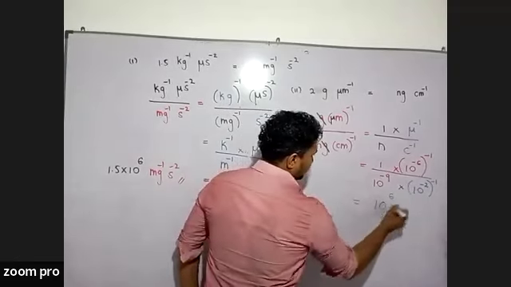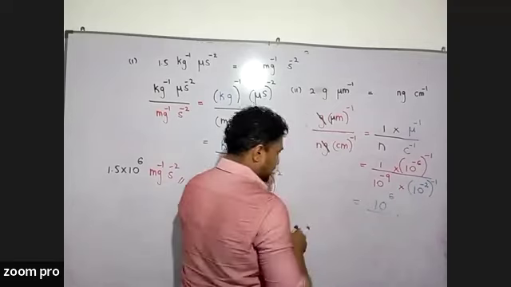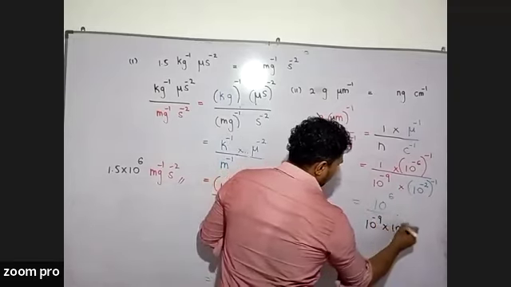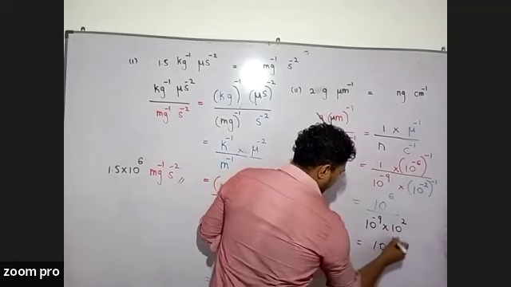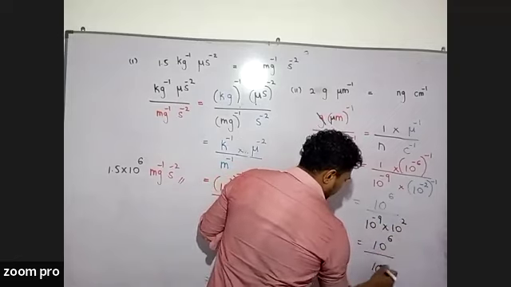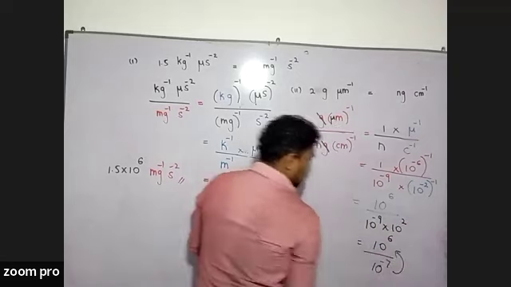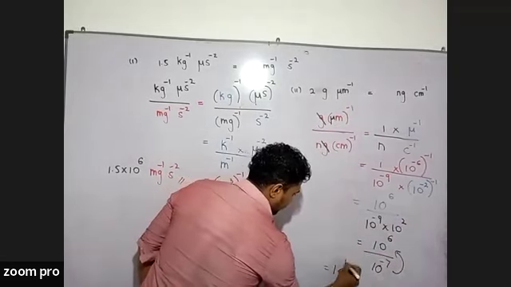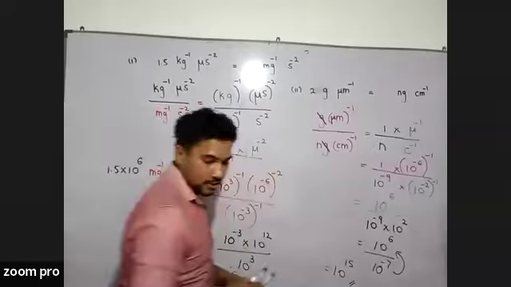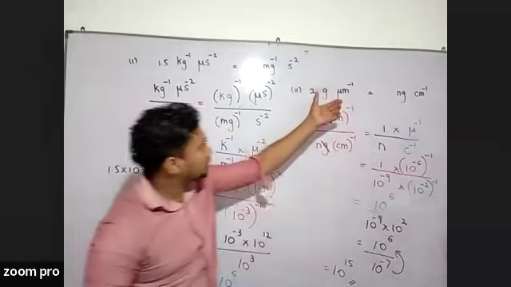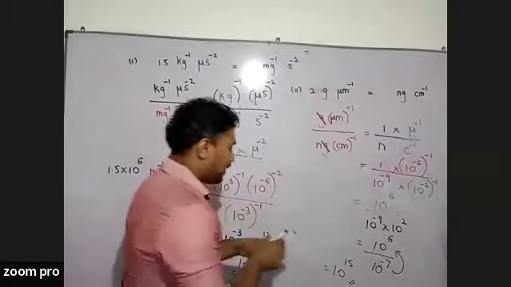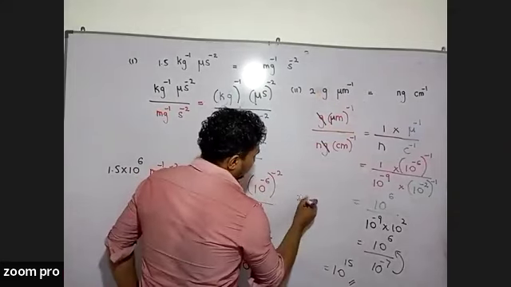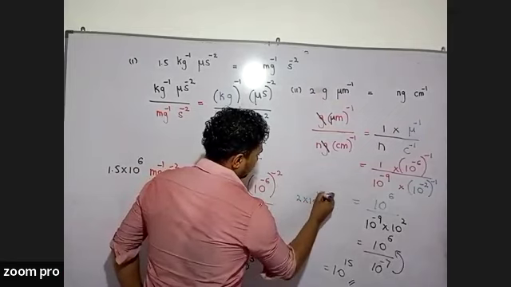Then we have 10 to the power plus 6 in the numerator, and in the denominator we have, then, so when it comes to the reciprocal position, it should be written as 10 to the power 15, right? So the conclusion is, in order to convert this given unit into this one, you have to multiply the given value by 10 to the power 15, right?